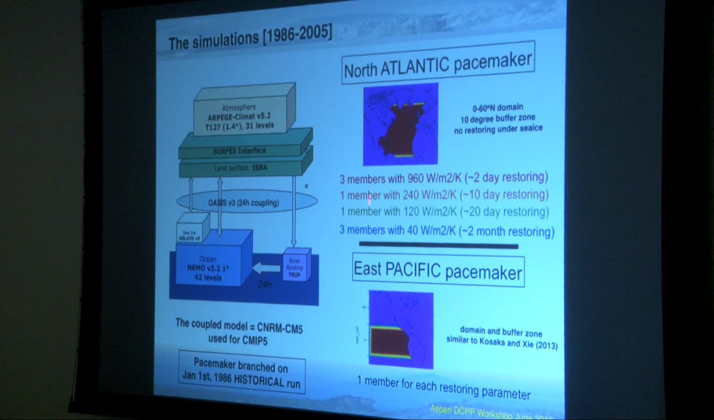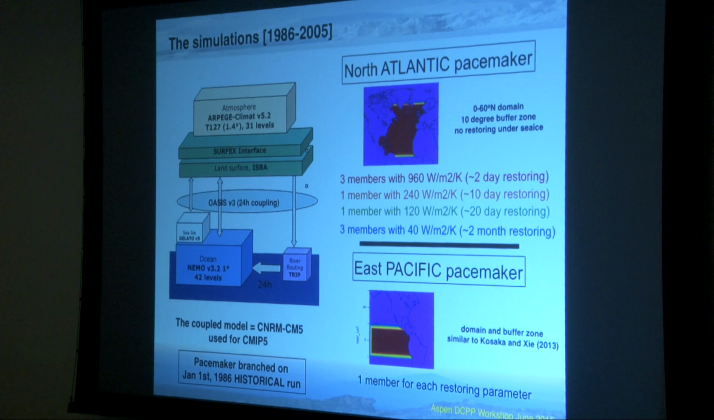So I have 3 members for the 2 extremes, only 1 member for this one here. So I'm not going to do real science with that, because obviously there are not enough members to do science, but I just want to show the impact of this parameter in this realm. Anything on salinity? I haven't done anything on salinity, just adding this term here.